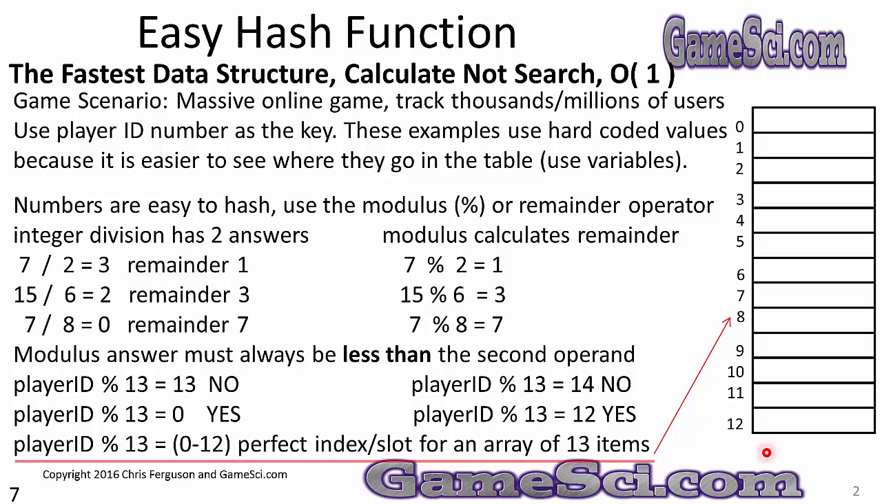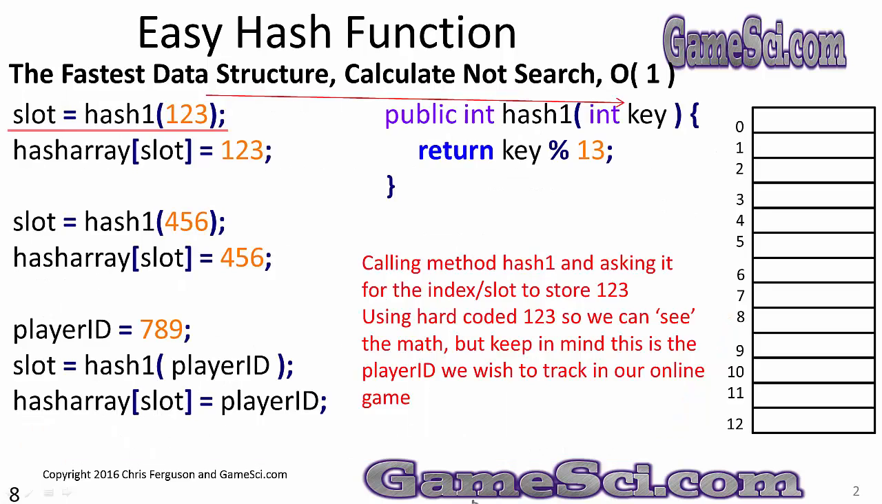If you look at the array over here at the right, indexes start at 0 and they will go to 12. An array of 13 items will have an index between 0 and 12. Well, that's what the modulus returns. When you do a player ID modulus 13, you'll get a number between 0 and 12. And that's why we use the modulus operator to calculate the position of the item in the array. It produces an array index where we can store our data.